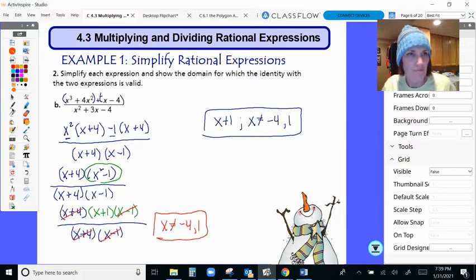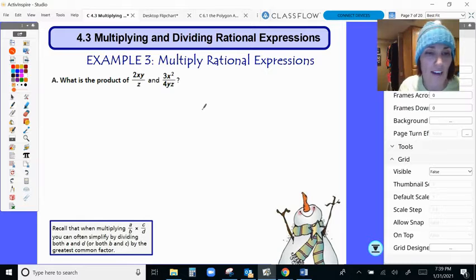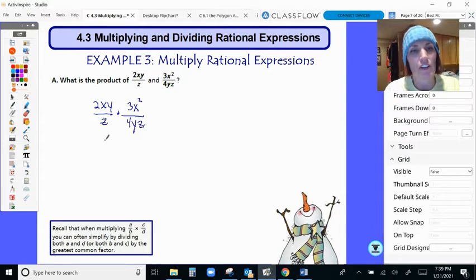All right. So now we're going to go ahead and start to multiply. There's really nothing any different here because when you're multiplying rational expressions, they're just factors. Okay, and we're going to just simplify with those factors as well. When you multiply fractions, you multiply top times top, bottom times bottom. Okay, and so right here we have 2xy over z times 3x squared over 4yz. Now you can simplify right here, or you can multiply and then simplify. I like to simplify first because then it doesn't make things really big and nasty and out of control.